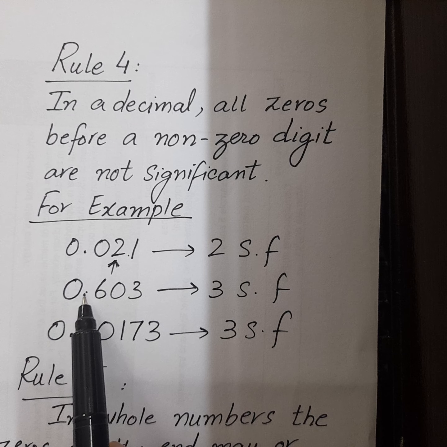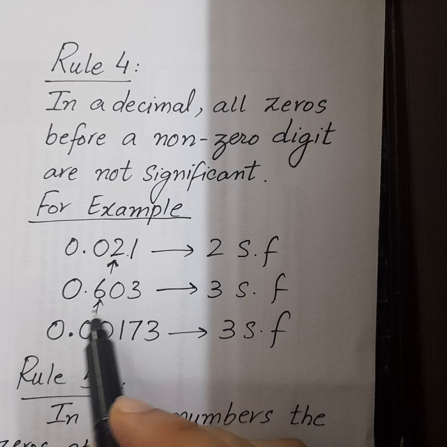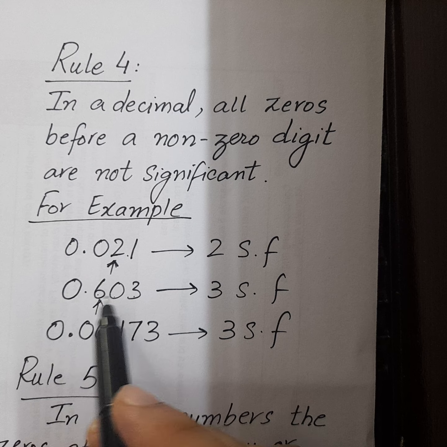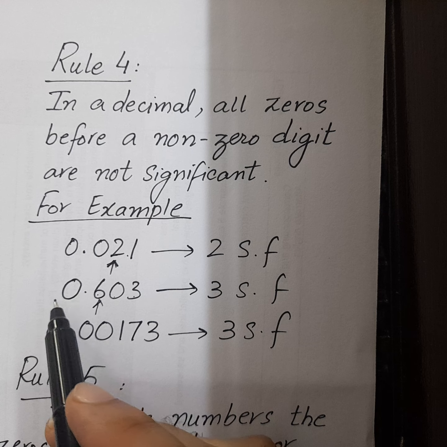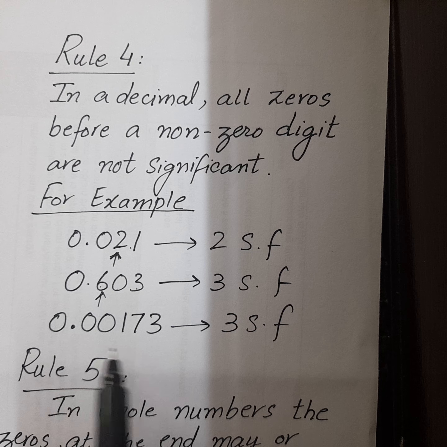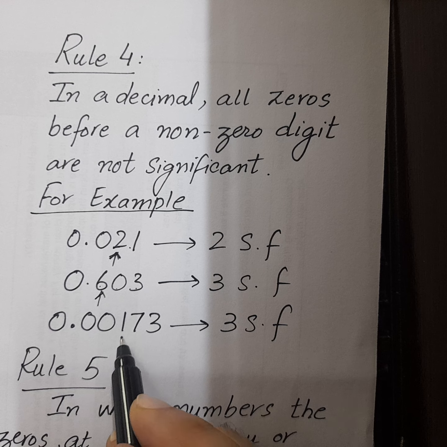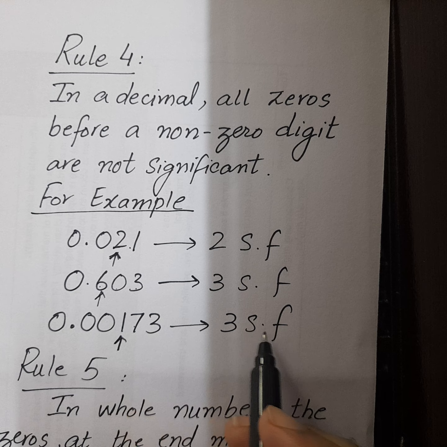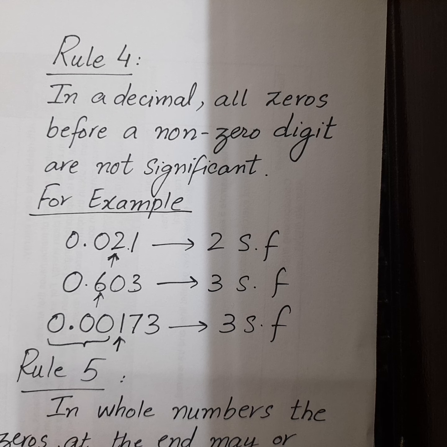Next, after the decimal point we have our first non-zero digit, and you will count the significant figures from here, 1 2 and 3. Before that 6, there is no non-zero number, so we will not consider those zeros significant. Look at this example, 0.00173. Now our first non-zero digit is over here, so you will count the significant figures after this, 1 2 and 3. So there are three significant figures. We will not consider these zeros as significant.